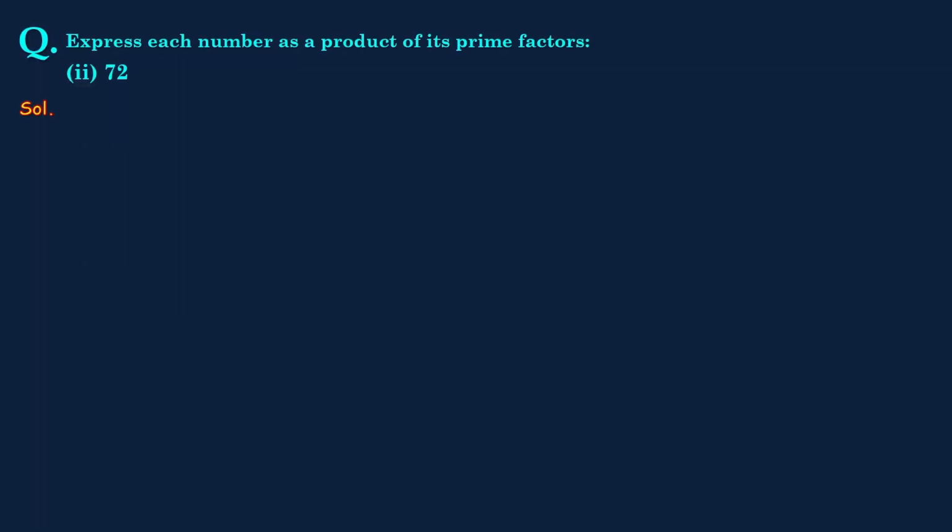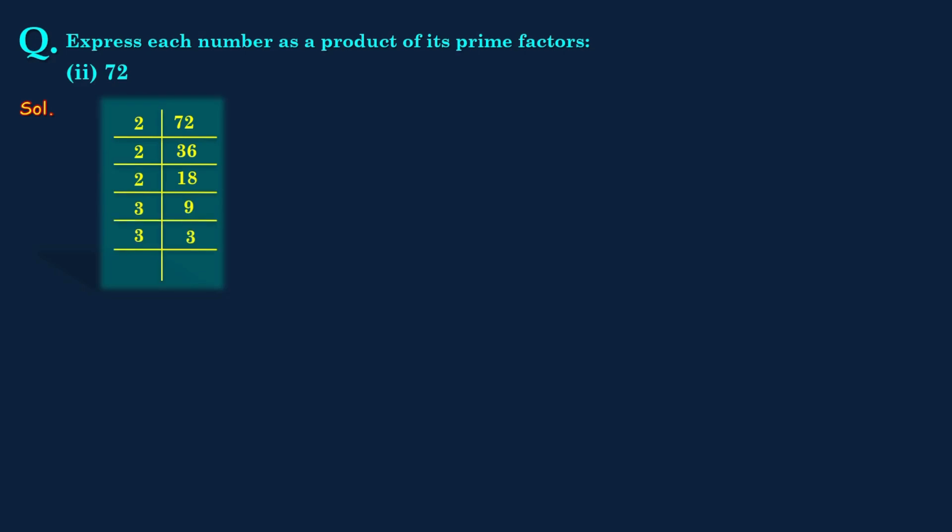Now express each number as a product of its prime factors, that is 72. Now let's do the prime factorization of it. So we got 72 equal to 2 to the power 3 into 3 to the power 2. So this is the product of the prime factors.